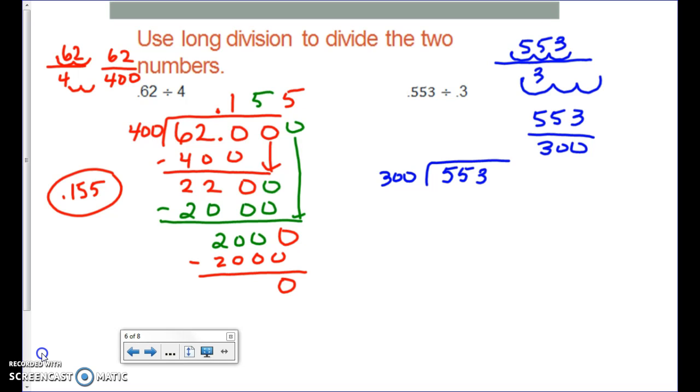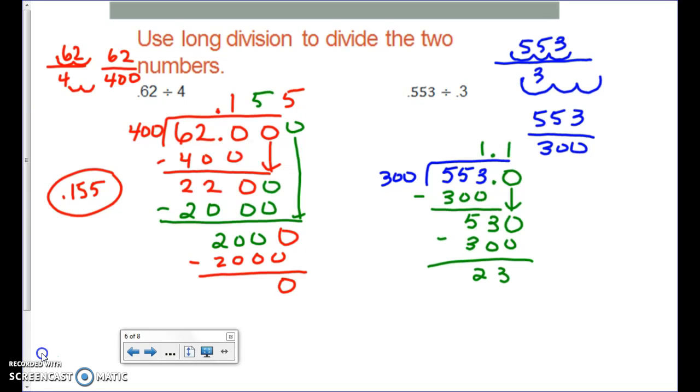I know 300 goes into 553 one time. So I'll subtract 300, and my next part is 253. And now, because I don't have anything left to bring down, I'm going to use my decimal and start with my placeholder. So the 0 is what I'm bringing down. 300 goes into 530 one time again. And when I subtract, I get 230. So again, I'm going to put a 0 and bring it down.